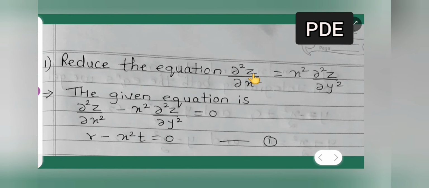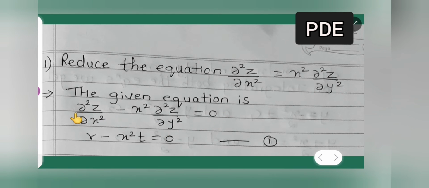Reduce the equation ∂²z/∂x² = x² ∂²z/∂y². The given equation is ∂²z/∂x² minus x² ∂²z/∂y² equal to 0. What I have done over here is I have taken this term to the other side, so it was first positive, it will become negative. So minus x² ∂²z/∂y² is equal to 0.